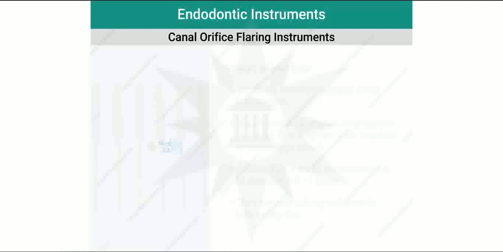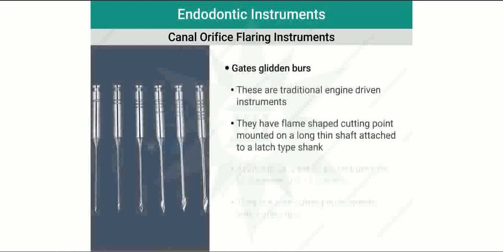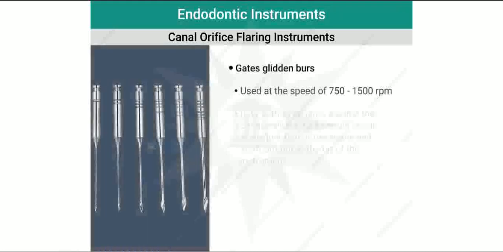These are traditionally engine-driven instruments and they have a flame-shaped cutting point mounted on a long thin shaft attached to a latch type of shank. It is available as a set of 6 instruments and they have a diameter ranging from 0.5 to 1.5 mm. They are side cutting instruments with safety tips. They can be used at the speed of 750 to 1500 rotations per minute.